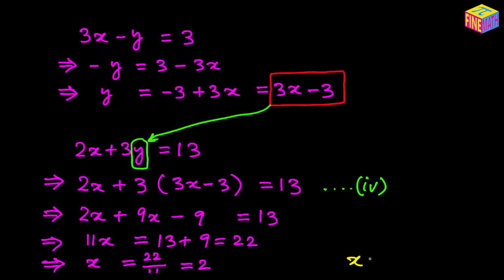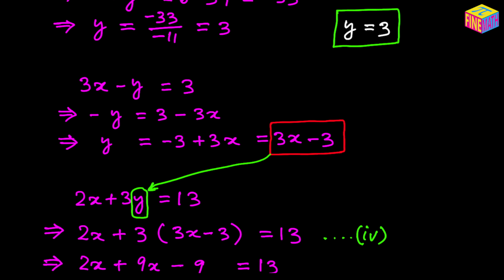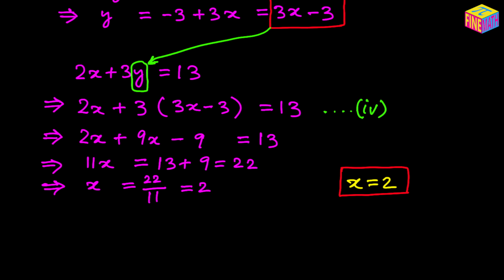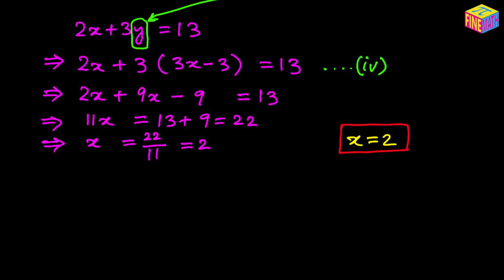So x is equal to 2. So we have found the values of x as well as y. So x is equal to 2 and y is equal to 3. So let's write the answer here. So we can say, therefore, x is equal to 2 and y is equal to 3. And that is our answer.